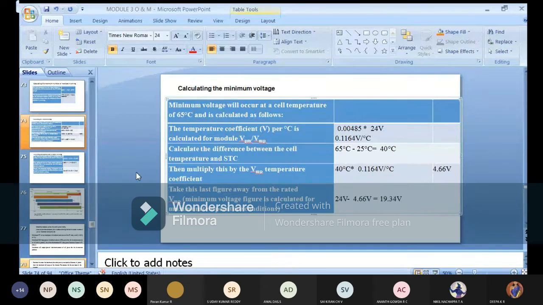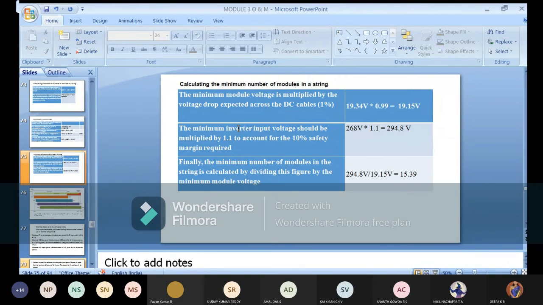So next we have to determine how many modules from this minimum calculations we'll find out. So next, calculating the minimum number of modules. So minimum number of modules means, as we already know, we have to include the DC voltage drop as well as the safety precautions of your inverter voltage. So we'll see 19.34, we got it as a total output, minimum voltage we're expecting. But in that also cabling drops will be there. So that is taken as 0.99. So if you do, you'll get 19.15. Please do the calculation. Is it correct answer?